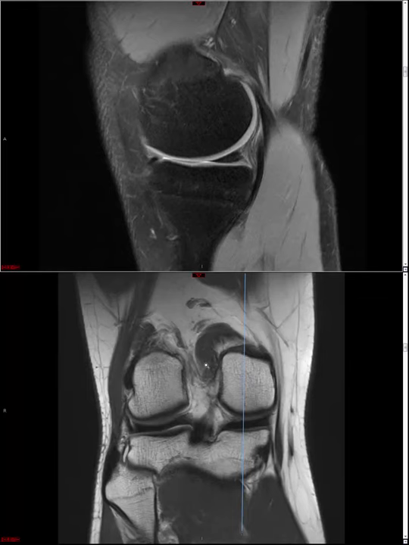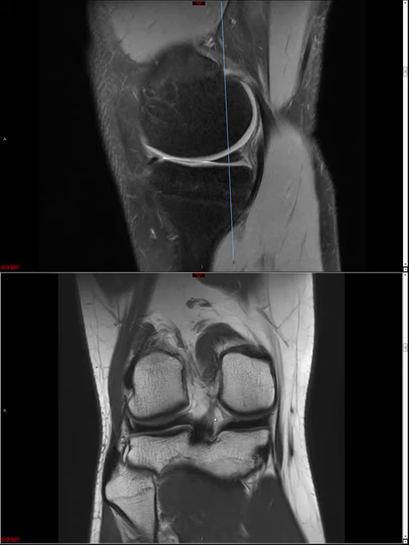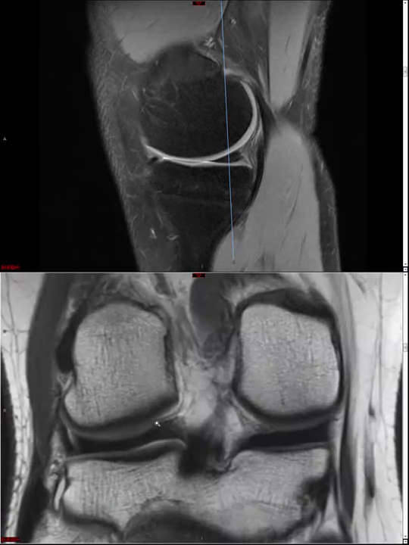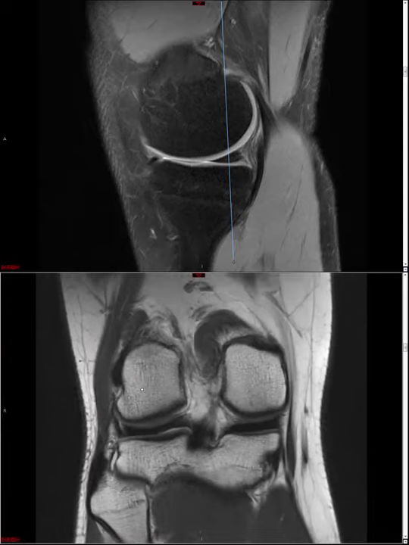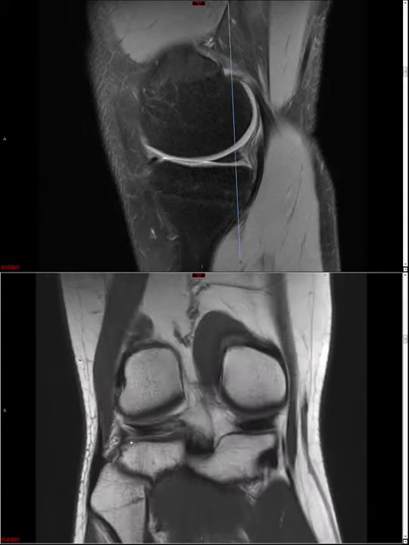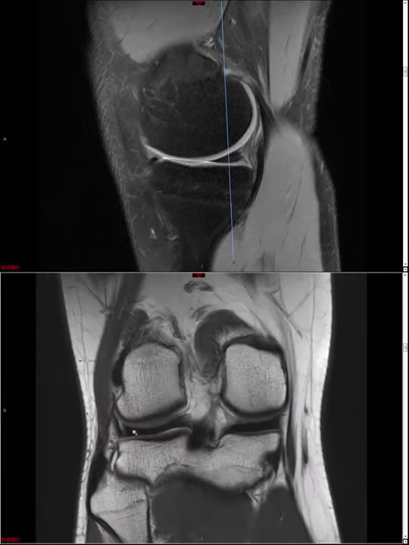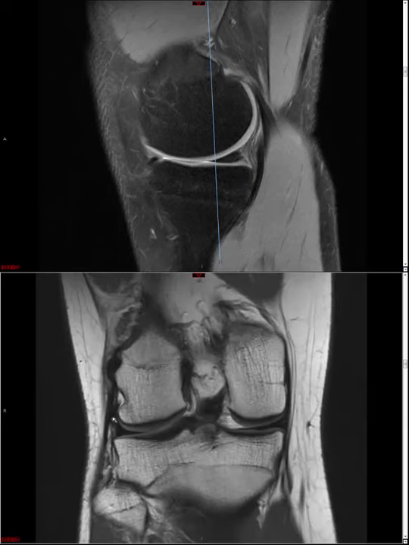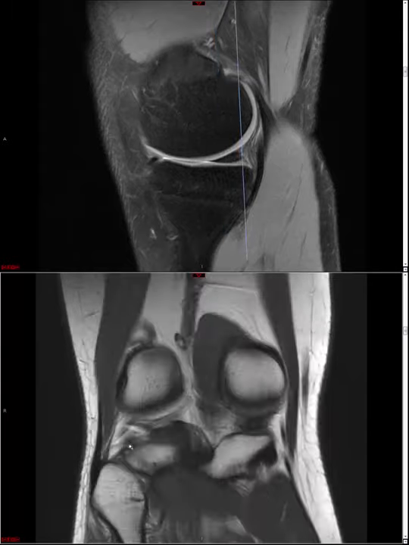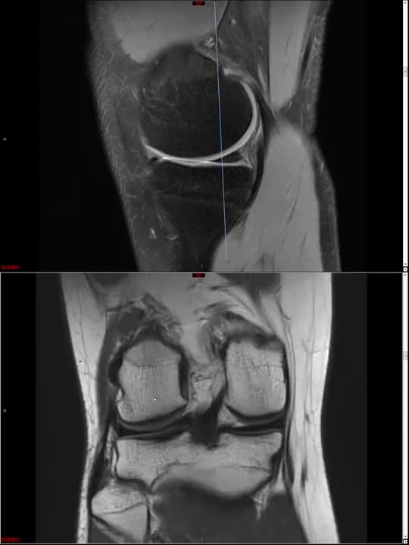So here's actually a nice example here. So let's start over here. We take this far posterior coronal image. We can see here's the posterior horn of the lateral meniscus. And if we took this whole structure here as representing meniscus, we would erroneously diagnose a meniscal tear here at the junction of the posterior horn and body. But if we carefully scroll back and forth, we can actually see that, in fact, this is simply the interface between the posterior horn lateral meniscus and the nearby popliteus tendon. Okay, and we'll talk about the popliteus tendon in a few minutes.